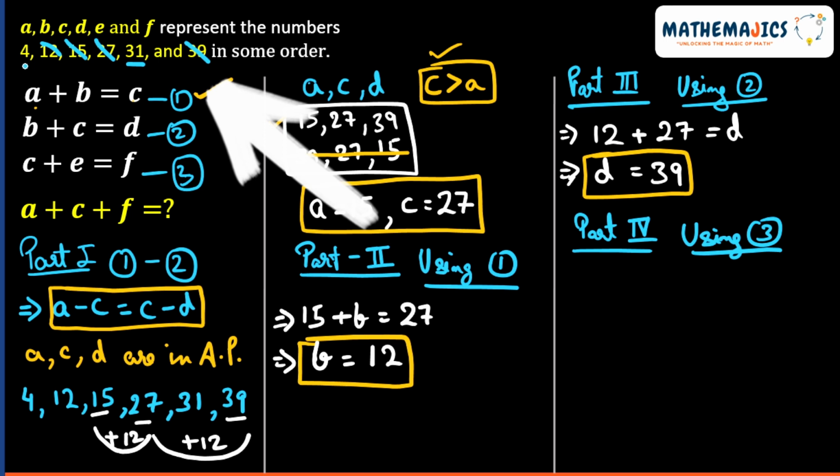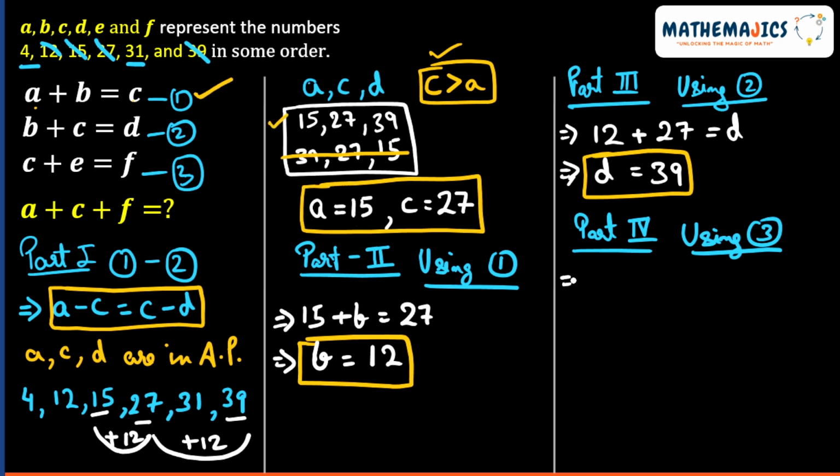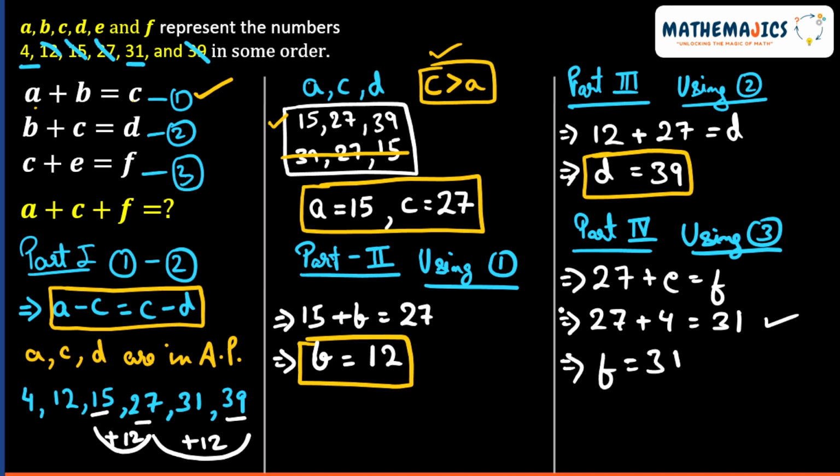Now we are left with 31 and 4. Correct? And the third equation is C plus E equals F. C is 27, so 27 plus E is equal to F. Now out of 4 and 31, we can clearly see that the value of E will be 4 and the value of F will be 31. Let's put it in a box.